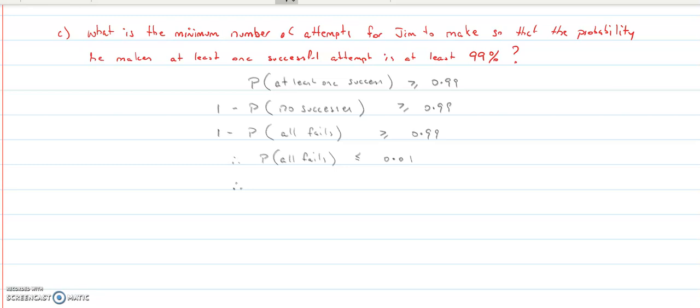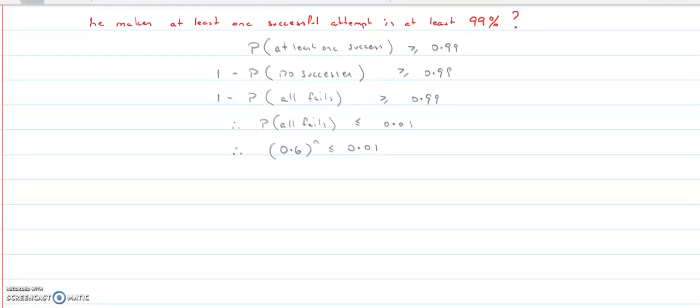Okay, so can we write this probability of all fails? The probability of failure is 0.6. If we're going to have n attempts, which is what we're trying to solve for, we're trying to find out how many failures in a row are needed to get below this magical mark of 0.01. So this is what it boils down to. We can trial and error this, or we can be a bit more savvy and solve it using logs.